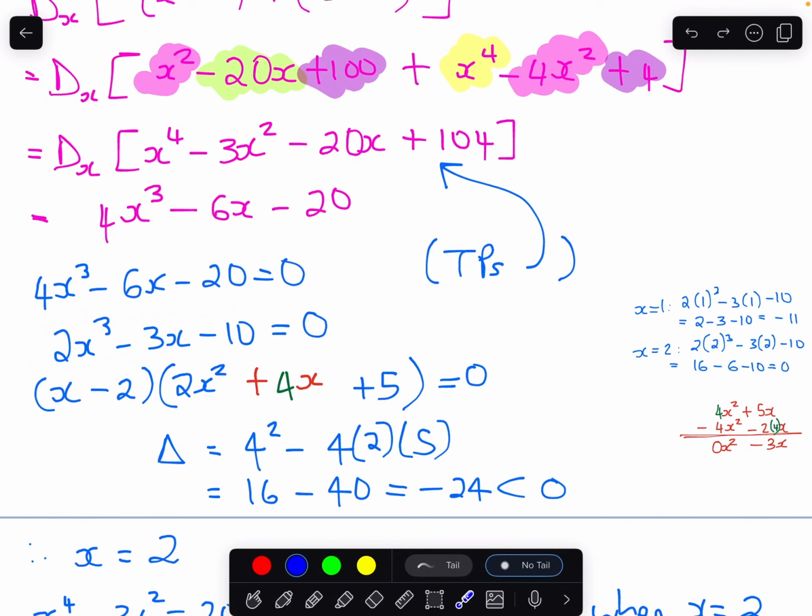I tried out x is equal to 1 to see what the value of the expression will be when x is 1. That didn't give me 0, so it's not one of the solutions. But when I subbed in 2, I did get 0, so that tells me that x is equal to 2 is one of the solutions to this equation, which means if I factorize it, one of the brackets must be x minus 2.